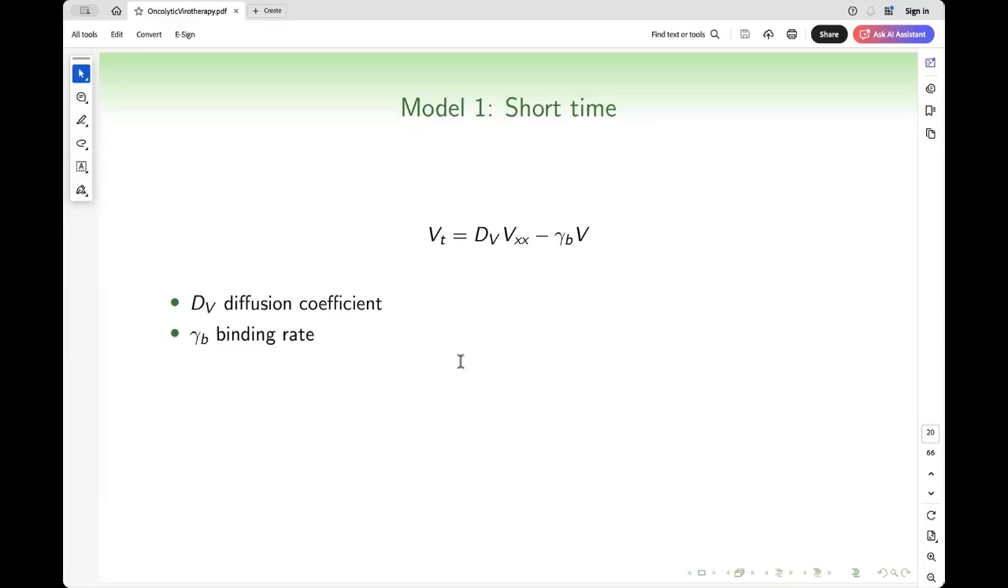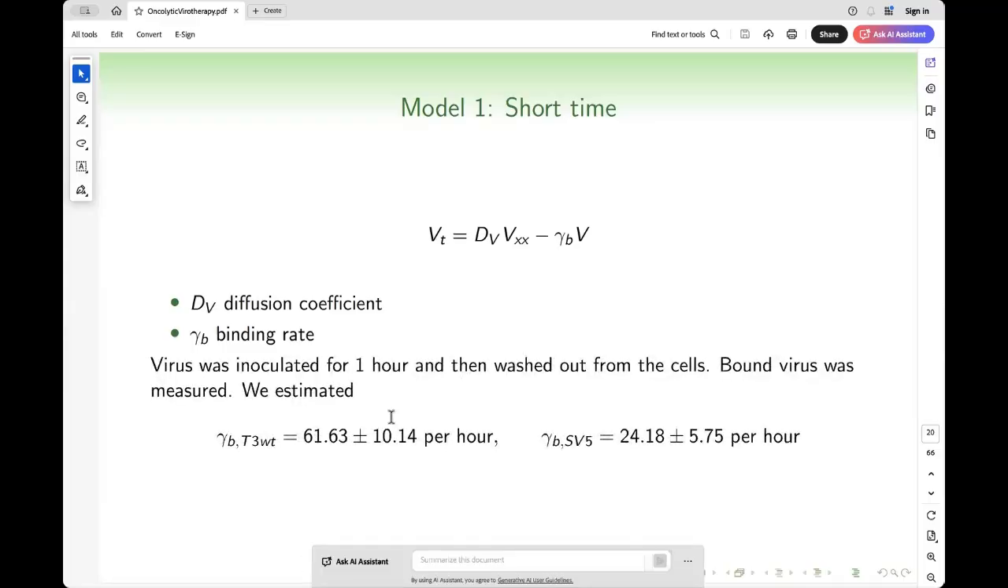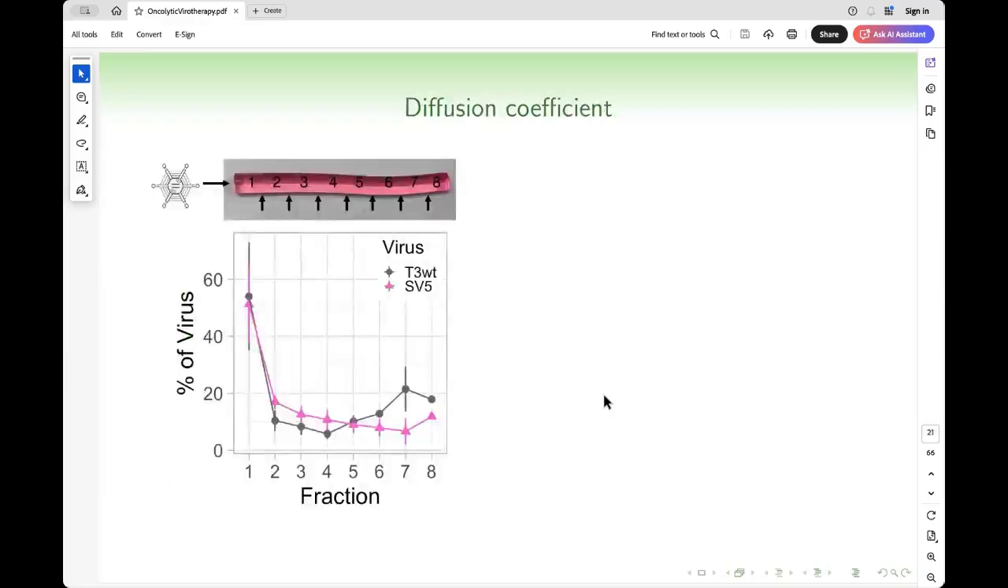And then based on the data which they have, we can do that. So for example, the virus was inoculated for 1 hour and then washed out from the cells, and bound virus was measured. And so we got a binding rate for the wild type of 61 and for the supervirus of 24 per hour. And so this is definitely larger than this value here. And so this is something we knew already as we started. Okay. Then for the diffusion coefficient, they made an extra experiment for us where they had this little tube just of medium.